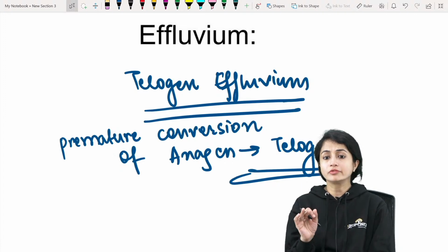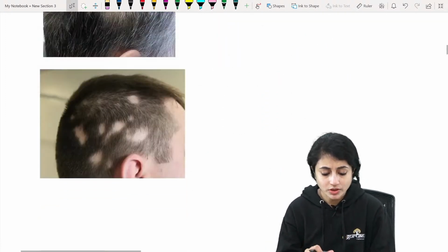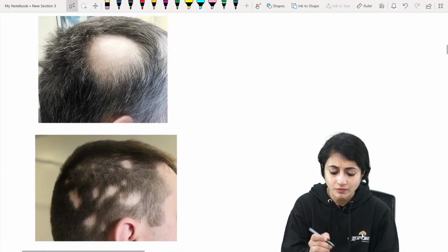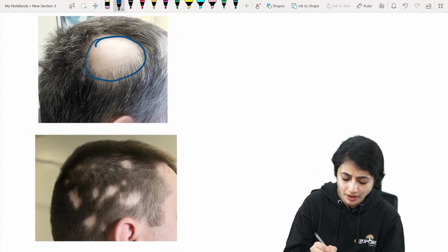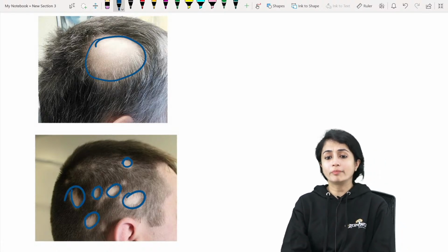So this is effluvium. Then alopecia areata. How does it present to me? Like this. Very, very well-defined patches, smooth, bald patches which can be single or multiple.